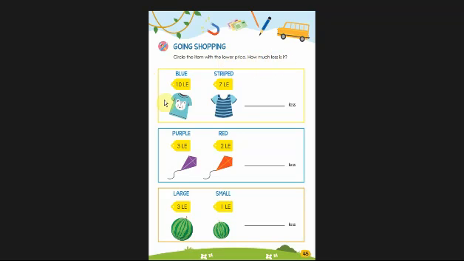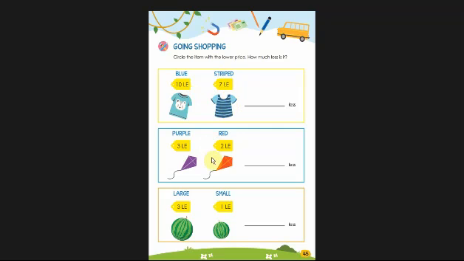So let's see what we're going to do. We have here two items. A blue t-shirt for £10, and a striped t-shirt for £7. First thing we're going to do, we're going to circle the one with the lower price. Which one here has the lower price? Less, smaller. Exactly, the striped one, because it's for 7, and 7 is less than 10. 7 is smaller than 10.